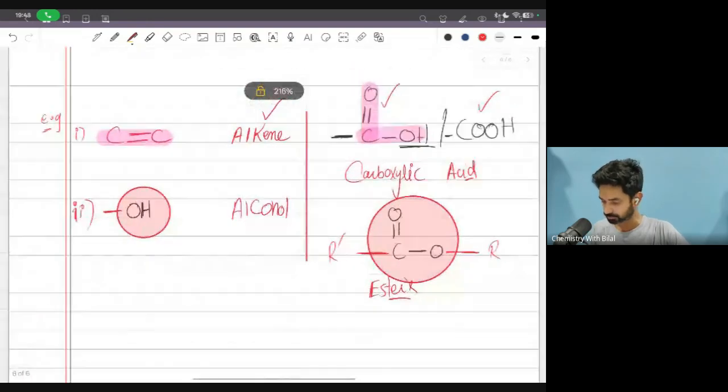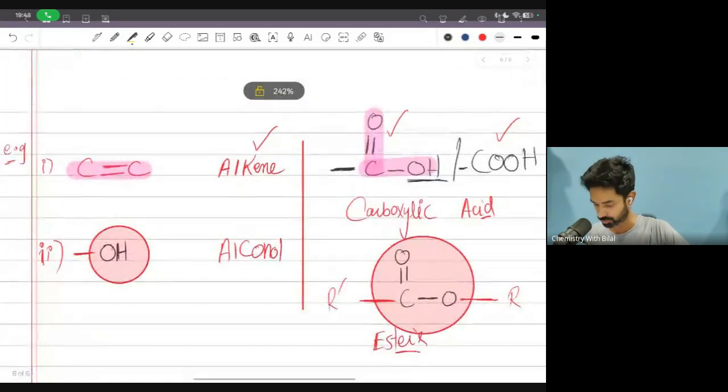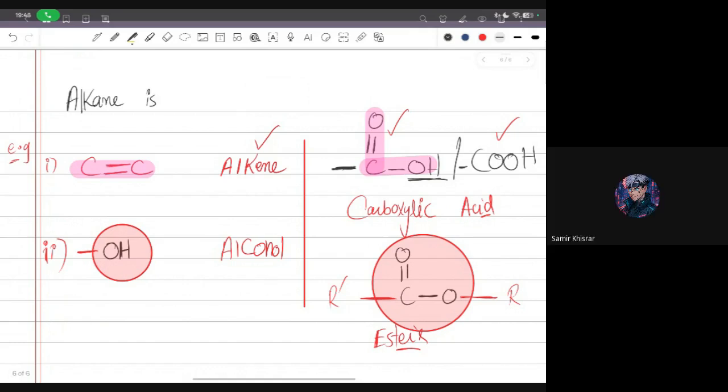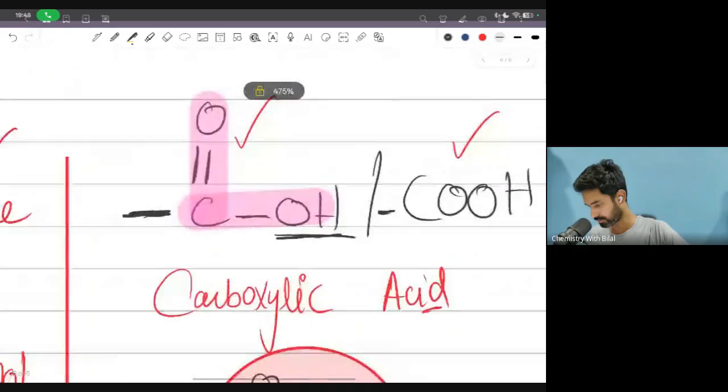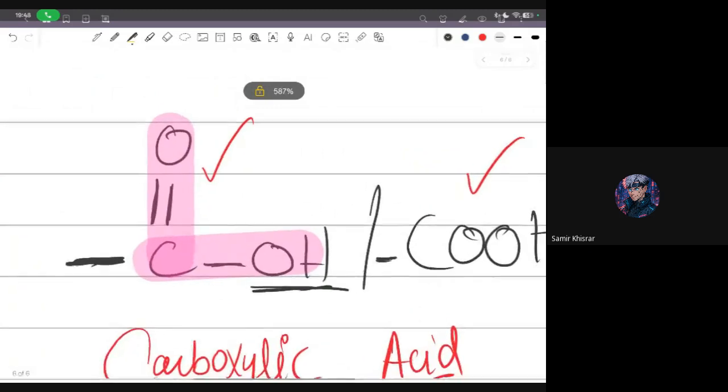Now, we have one family. Yes, Samir. There is one family that does not have any functional group, and that is called alkane. So let me write alkane here. Yes, Samir. What if it has a double carbon bond and OH at its end? Then it would be carboxylic acid, so double carbon bond and OH. Okay. This is for carboxylic acid.